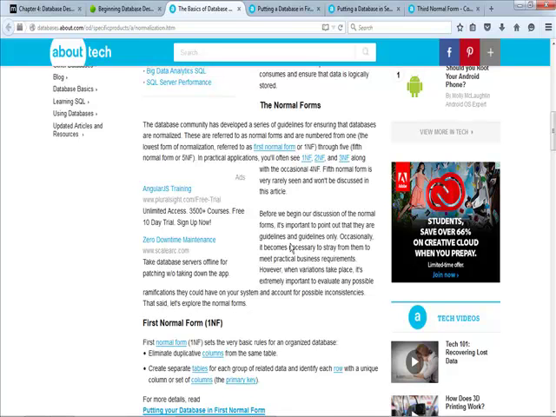This particular article here talks a little bit about 1NF, which is first normal form, 2NF, which is second normal form, 3NF, third normal form, and one that's called BCNF, or Boyce-Codd normal form. Alright? These are guidelines, as is mentioned in here. So sometimes you have to stray from these guidelines, especially if you've got a very small database.